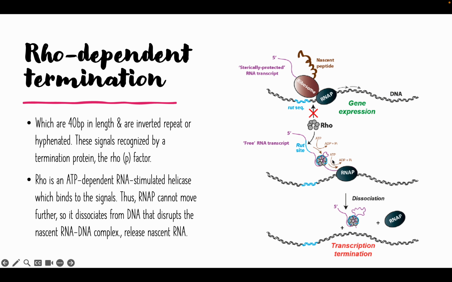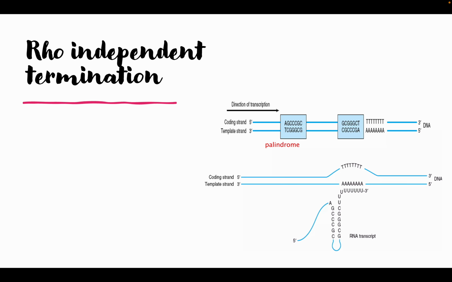And once it works in an ATP dependent manner, it binds to the signal and starts to move to the RNAP, and then the RNA polymerase cannot move further, so it dissociates from the RNA and releases the nascent RNA as well. So this is the way rho dependent termination works, because it recognizes this site and then the rho factor comes. But there are some cases in which this is rho independent.